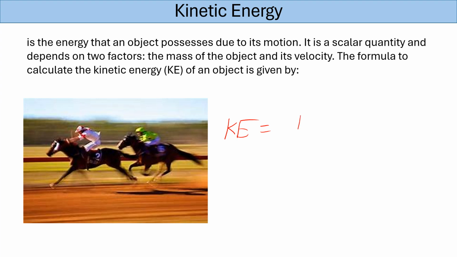is equal to 1 half mv squared, where v is the velocity and m is the mass of the object. So m is the mass and v is the magnitude of the velocity. Okay, so take note that this is a scalar quantity, so we do not consider the direction. We do not consider a direction in calculating this because this is a scalar quantity.